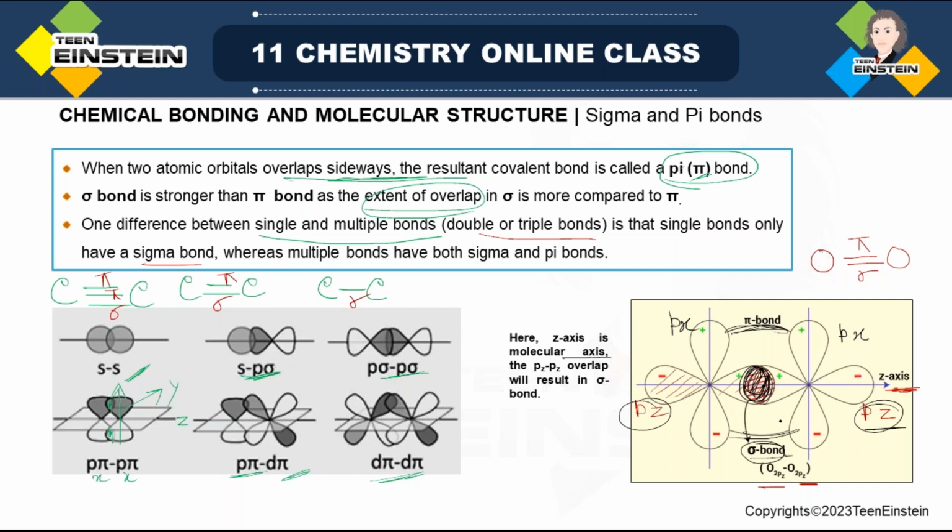So in this way, the z-axis is the molecular axis here. The pz overlap will generate the sigma bond, but between two px, or you can also take two py, there will be lateral or sidewise overlap. That is why this is a pi bond. So in this way, between two oxygen atoms, one bond is sigma and another bond is pi. In this picture, you can see both of them together.